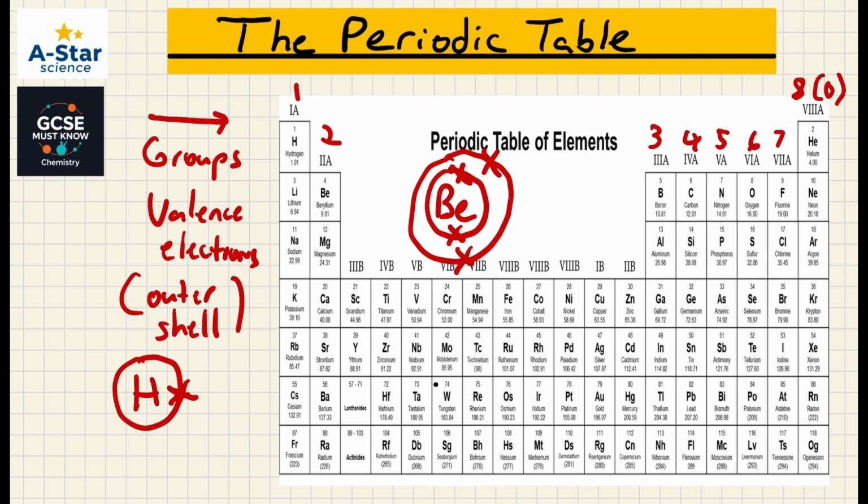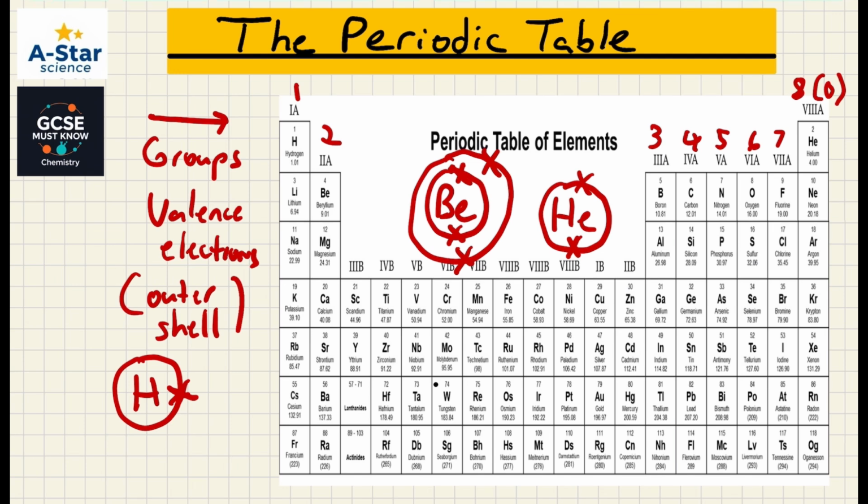You may be asking, well, what about group 8? Well, if we look at helium, helium has 2 electrons, and that means it has a full shell, so it needs no more electrons. So we call that group 0. It doesn't need any more.